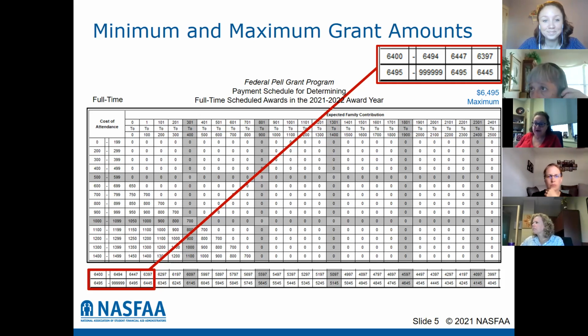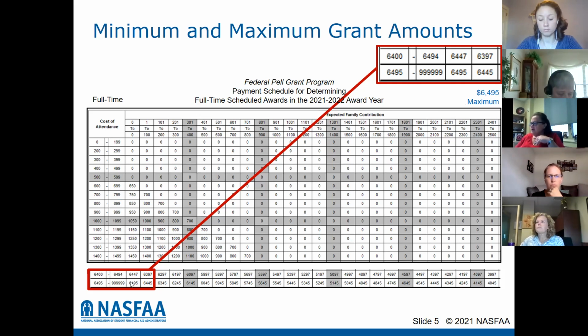You're probably going to have multiple Pell charts sitting on your desk because you're finishing out one year and starting a new one. So you could have two of them sitting there. What I try to do is get a highlighter and highlight what I'm looking at so I don't mix them up. The other thing is that the Pell chart will have the maximum in the upper right-hand corner.